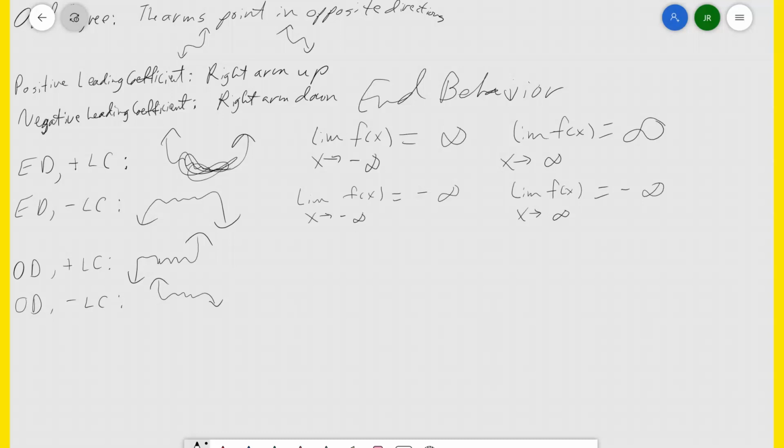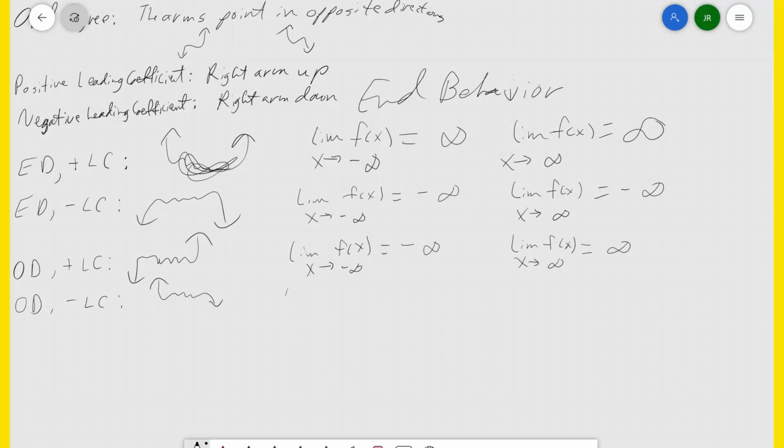All right, let's look at the third case. The limit of f of x as x approaches negative infinity. That means I'm looking at the left arm. Where's it going on this one? It's going down to negative infinity vertically, so negative infinity. And the limit of f of x as x approaches positive infinity means I look at the right arm. Where's it going? Vertically to positive infinity, so that's equal to infinity.